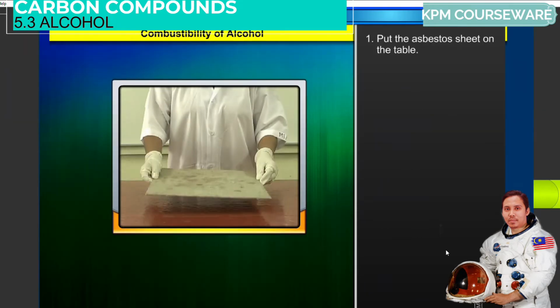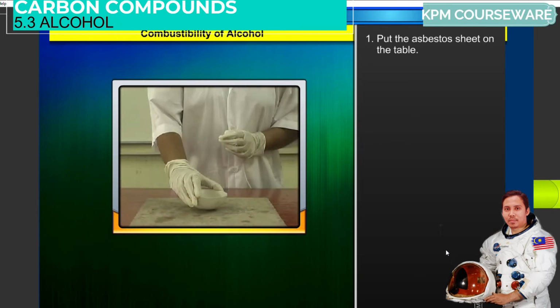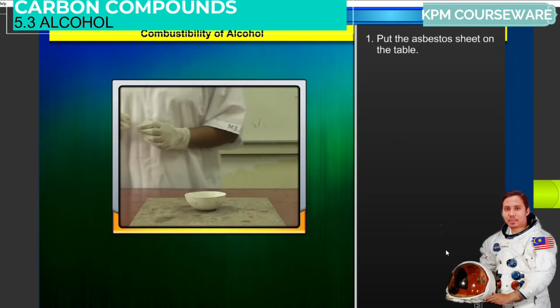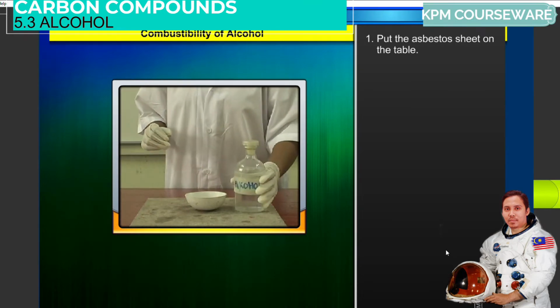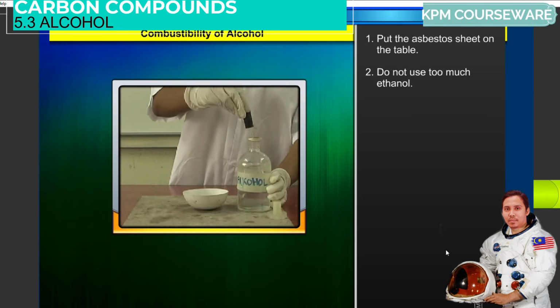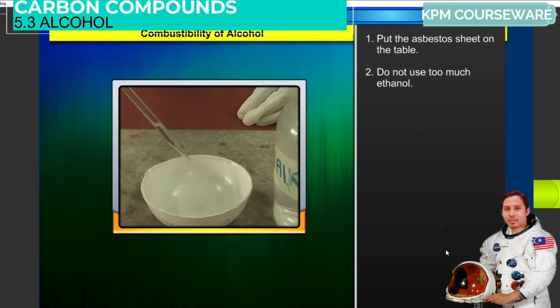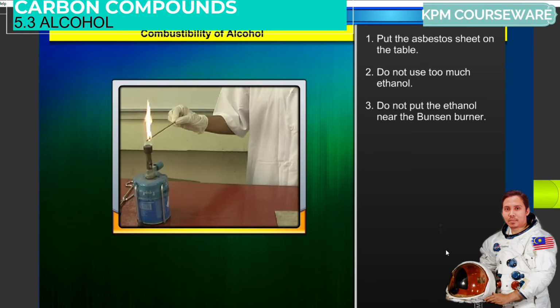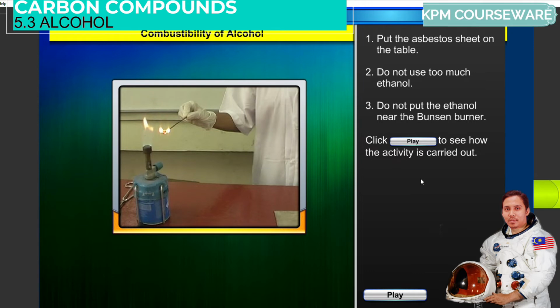Put the asbestos sheet on the table. This is to avoid any spilled alcohol from spoiling the table surface. Do not use too much ethanol. Do not put the ethanol near the Bunsen burner. This is because ethanol is highly flammable. Click Play to see how the activity is carried out.